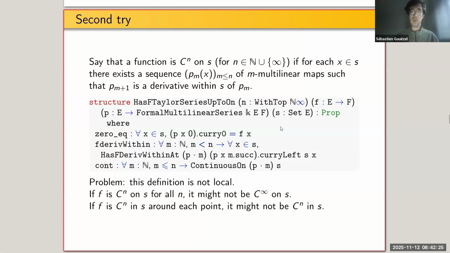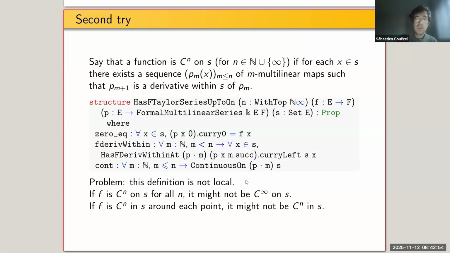And there is still an issue with this definition. The problem is that it's not a local definition. It's not local in the smoothness, and it's not local in space. What do I mean by that? With this definition, you could have a function which is Cn on S for all n, but which would not be C infinity.